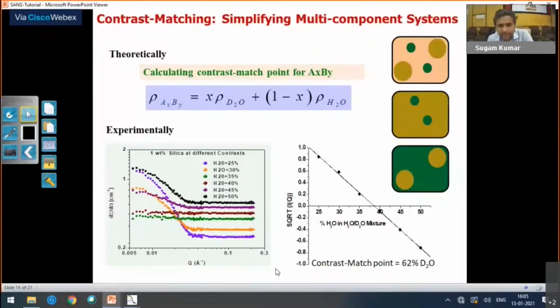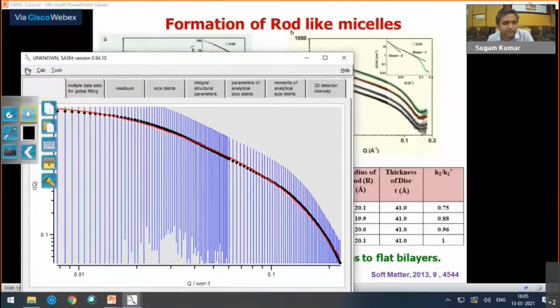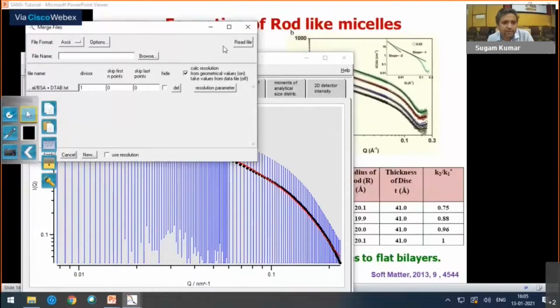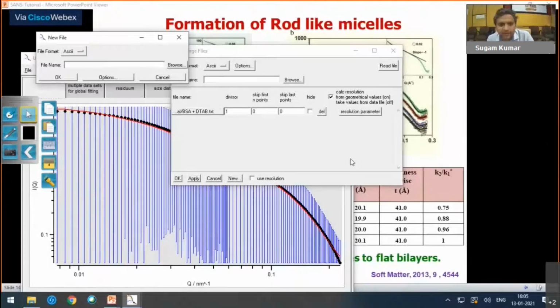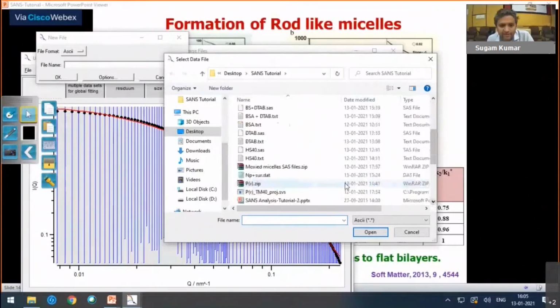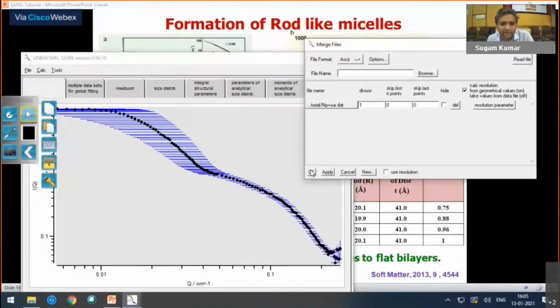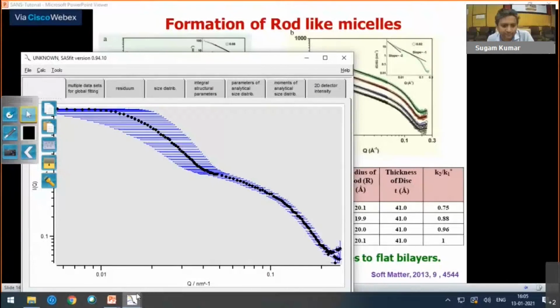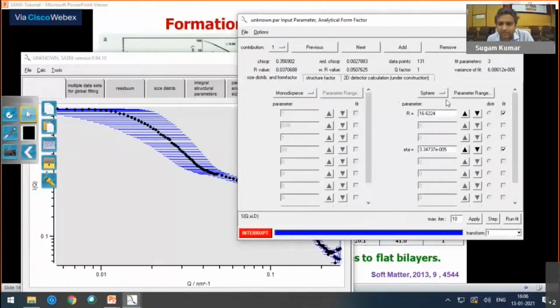I will show you one simple example to analyze data containing more than one population. So going to the same file, browsing the new one, this is a simpler version, nanoparticle plus micelles. Just okay, apply. So this is the new data set, and one has to remove all this also.